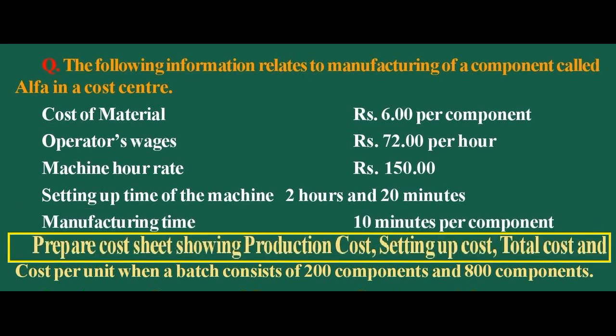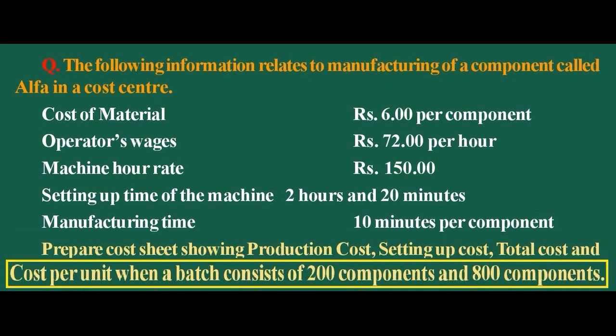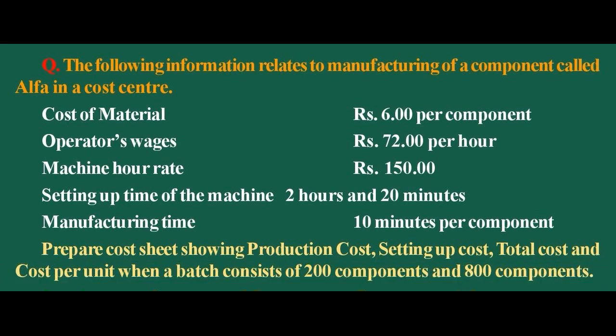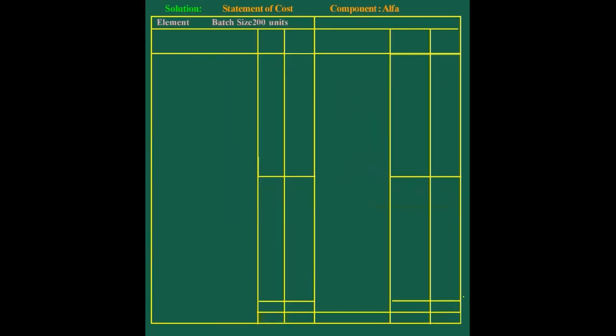Prepare cost sheet showing production cost, setting up cost, total cost and cost per unit when a batch consists of 200 components and 800 components. Same type of problem here also. The setting up time is same and the manufacturing time is same. Only change is the cost of material and operators wages rate is different. Machinery rate is different. So let us go to production cost first.